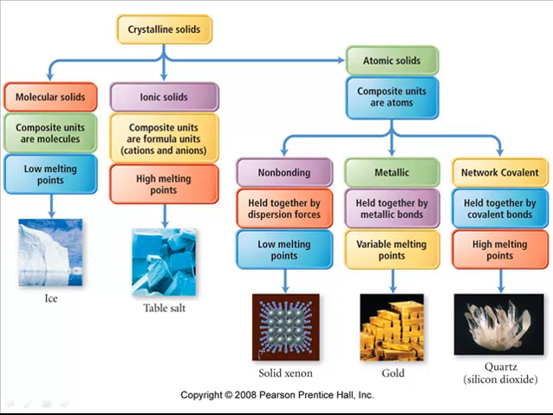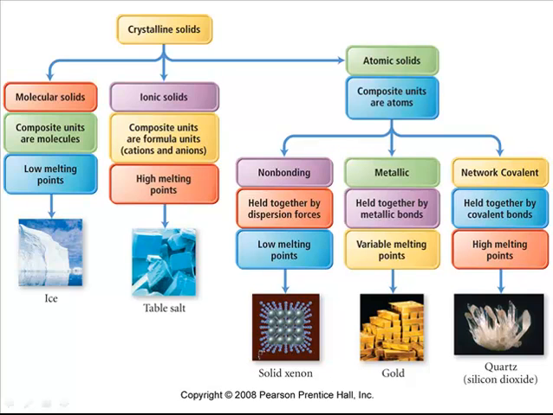Crystalline solids can be molecular solids, which are composed of nonmetals. They have low melting points, like ice. Ionic solids are composed of units with cations and anions. These have high melting points, and they conduct electricity when dissolved in water. Atomic solids are composed of metallic, network covalent, and non-bonding.